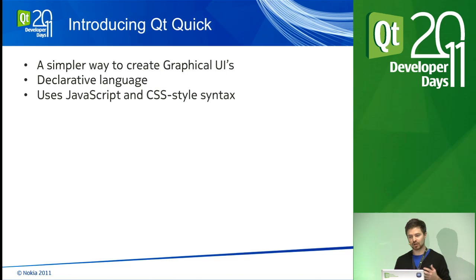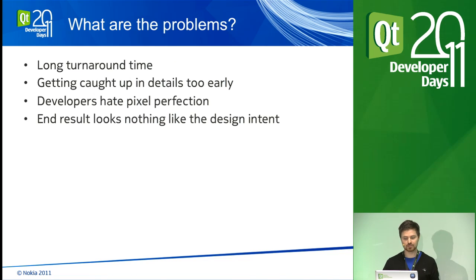So what are the typical problems with regular development? At least how I see it, and I'm talking about non-Qt Quick development, is that you tend to have a long turnaround time. You tend to get caught up in details too early. Your developers tend to hate pixel perfection, or maybe you are the developer and you hate pixel perfection. And the end result looks nothing like the intended design. So you typically get something from a designer and you try to implement it, but it doesn't quite work. So the question is, how can Qt Quick actually make this easier for your application?